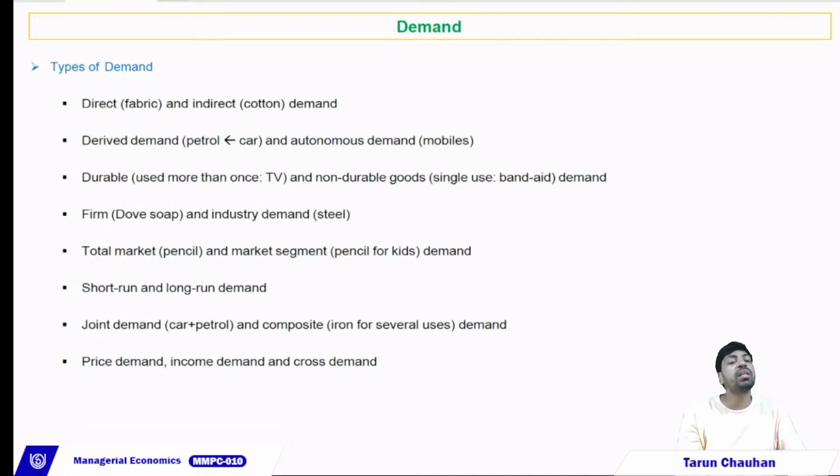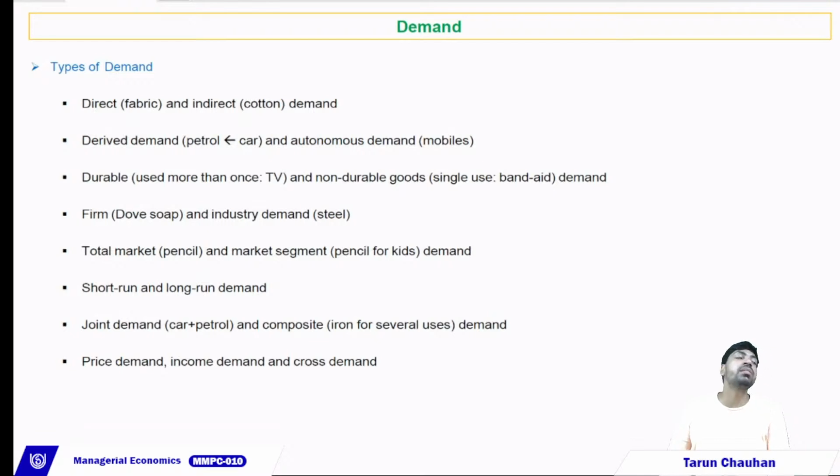The next one is total market and market segment. When we talk about the total market, we're talking about products like pencils and pens that have a total market in a region or a state. But when we talk about the market segment, we target the market, for example for kids. According to the kids, I make such products, like toys for the kids, pencils for the kids, or gel pens for the adults. That's called market segment.